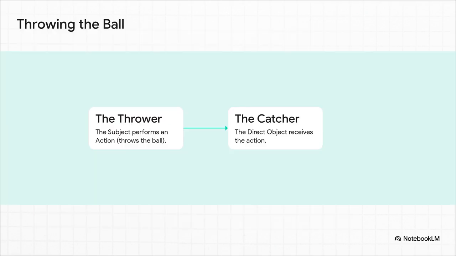Think of it like throwing a ball. The subject is the person throwing. The verb is the action, the throw. But what happens if nobody's there to catch the ball? The action isn't complete. A transitive verb needs a catcher, what we call a direct object, to receive that action and make the whole sentence work.